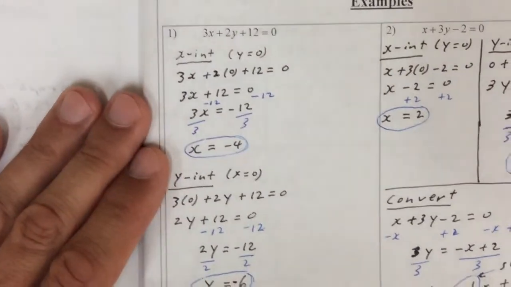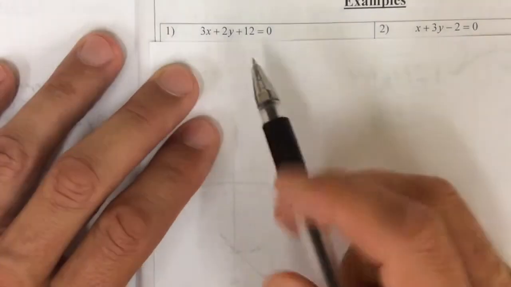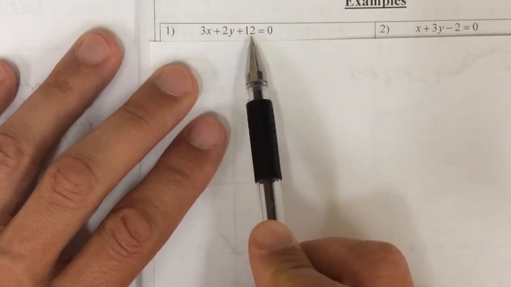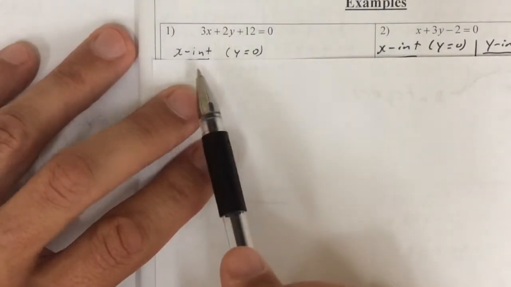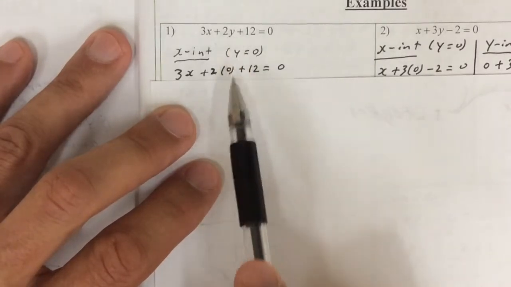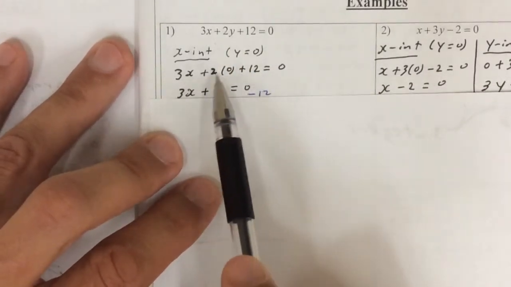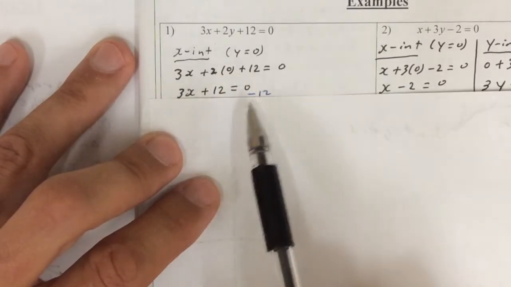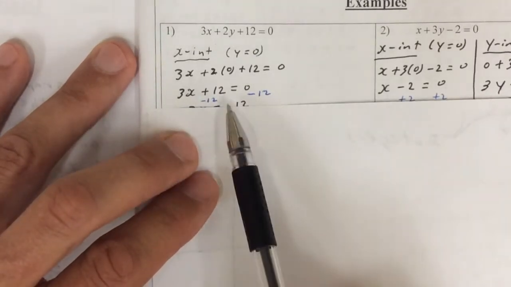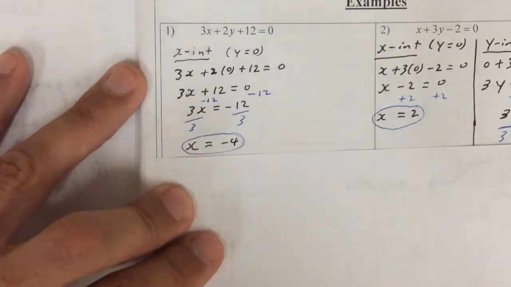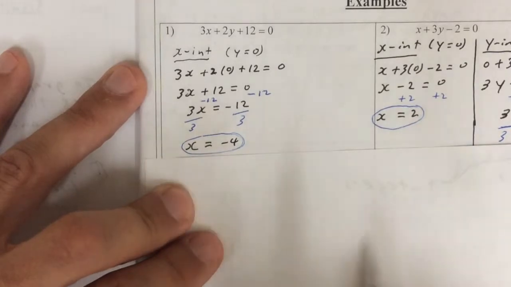So the first example: 3x plus 2y plus 12 equals 0. This one's nice because 3 divides into 12 and 2 divides into 12. Let's find the x-intercept. At the x-intercept, y equals 0. When you plug y equal to 0 in there, that piece goes away, since 2 times 0 is nothing. So 3x plus 12 equals 0. Now you're just solving a two-step equation.